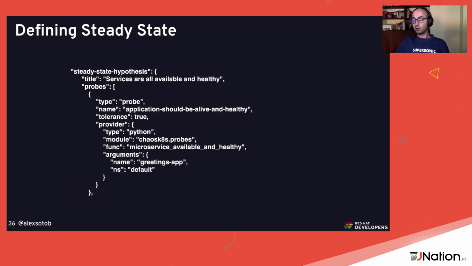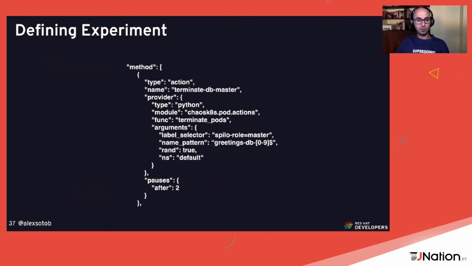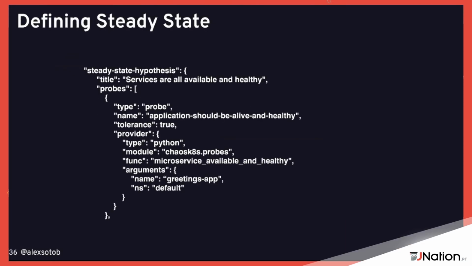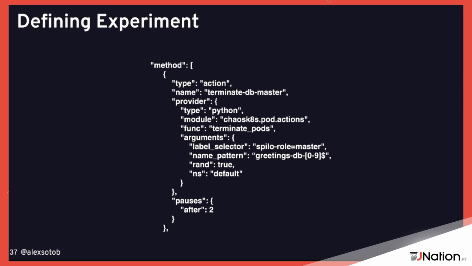So you basically do these kind of things, where you define a JSON file where you define the steady state. So you define when my application is working correctly, and I'm just saying, okay, my application is working correctly if all my pods are available and healthy. So if my greetings pod is available and healthy, then my application is behaving correctly.